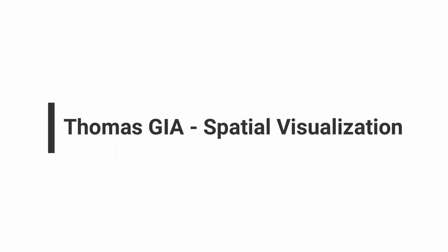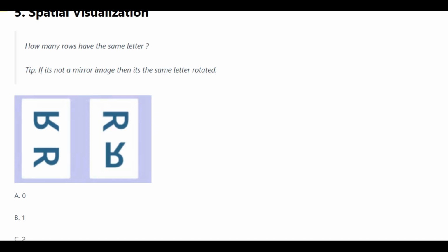Last but not the least for sure. Spatial visualization is basically where you need to understand the difference between a letter when it's rotated or mirrored. And this is exactly what it's trying to test. It tries to test your mental ability to understand that part.